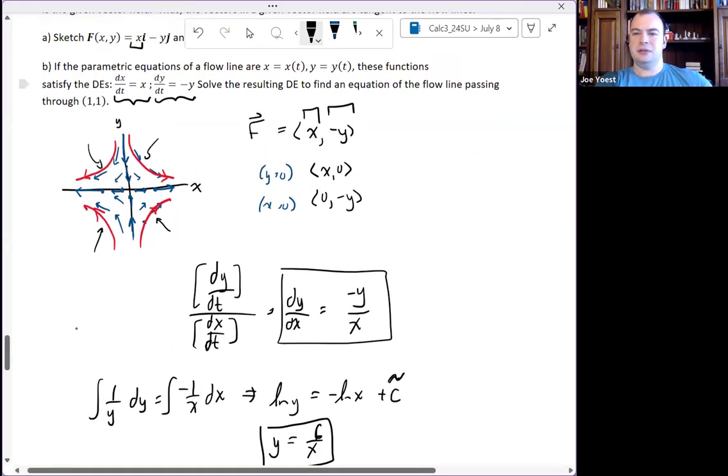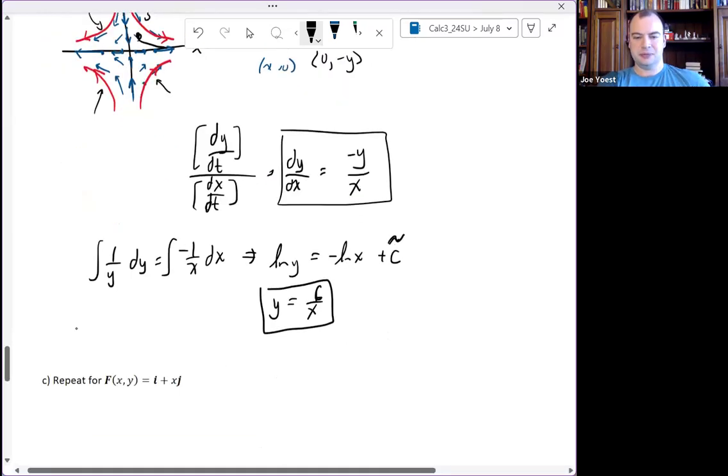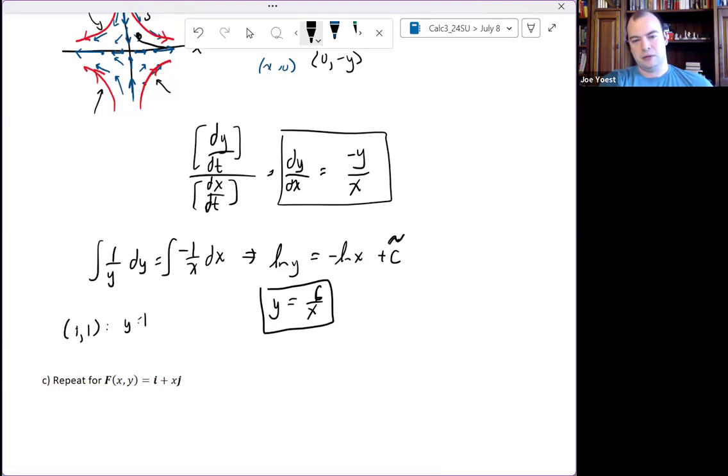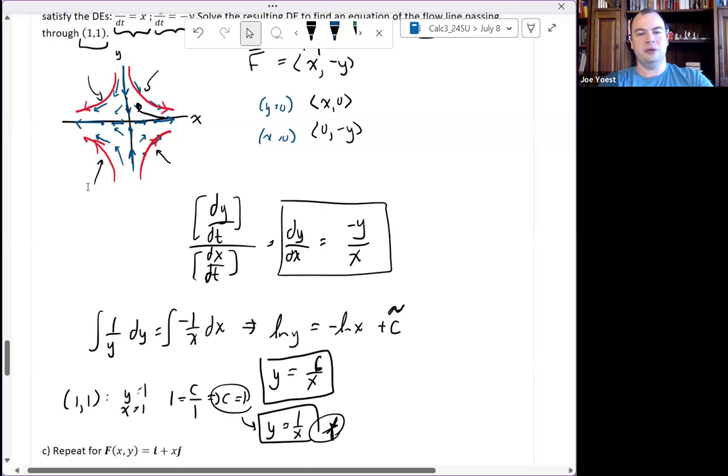Now, I'm told that I want the equation of the flow line passing through 1, 1. So if I draw my ping pong ball at point 1, 1, say here, what path does it take? Well, here I'm saying I want y to be 1 when x is 1, or 1 equals c over 1, says that c equals 1. So the path my particle or ping pong ball will follow is y equals 1 over x.